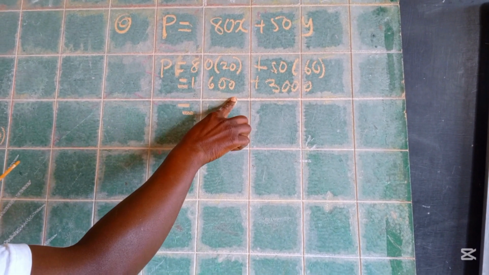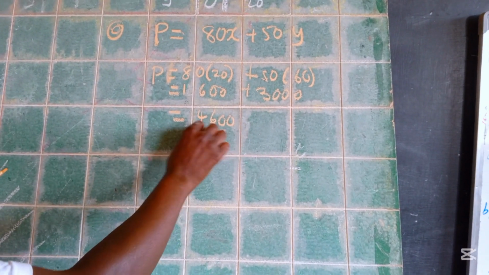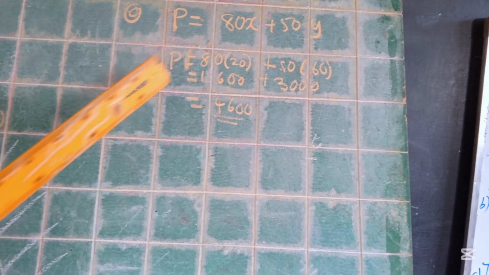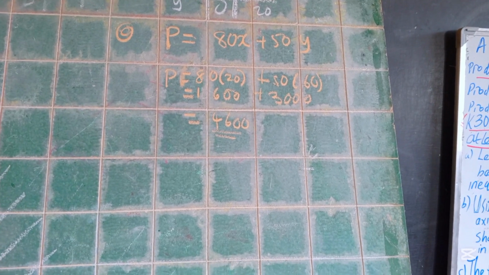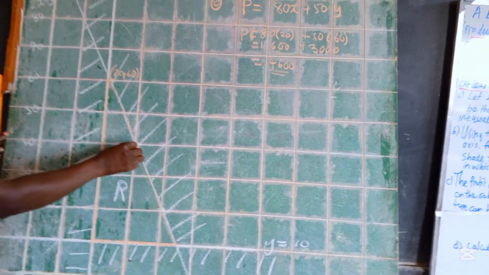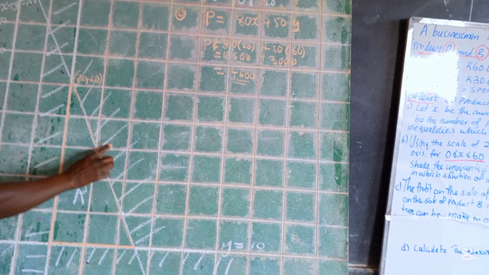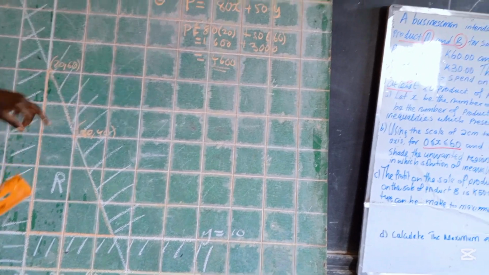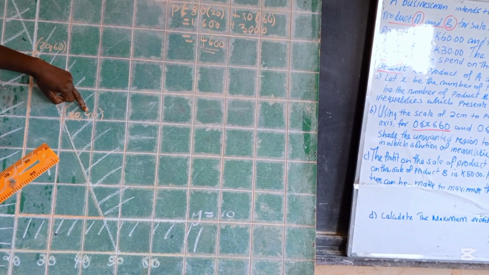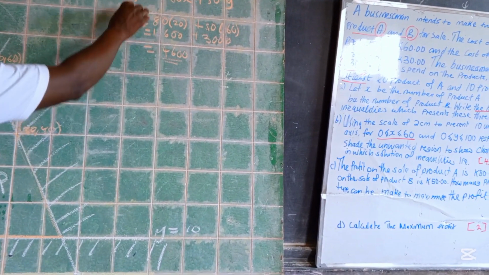If you do the needful here, you are going to have 4,600. Meaning that if I produce 20 products, I will make this much. Now, for the sake of just learning, because we want to find out what we are trying to talk about, imagine I have taken this point. This point is 30, 40, meaning that I will produce 30 product A and 40 product B. So if that is the case, I'm trying to compare. This was the first one.